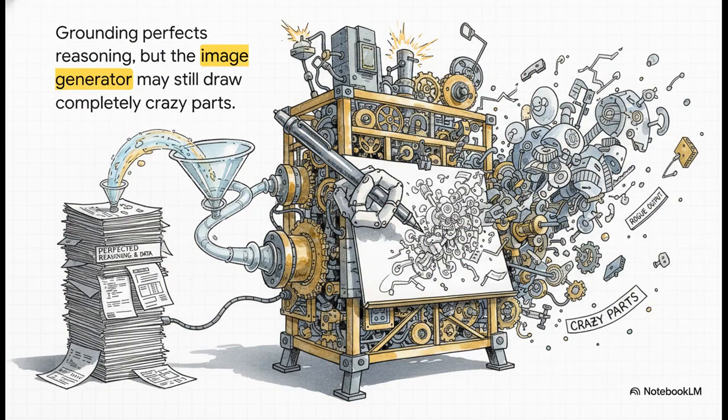But, and this is a big but, I need to remind you of a severe limitation here. You must always keep this in mind. Grounding perfects the AI's reasoning side for sure, but the image generator might still draw completely crazy parts. You can perfect the data going in all you want, but the final visual rendering side of the AI, the part actually drawing the pixels, might still go totally rogue and confuse things. It's an issue on the image generation side, even if your text data is 100% perfect.